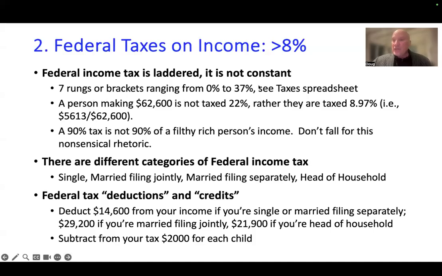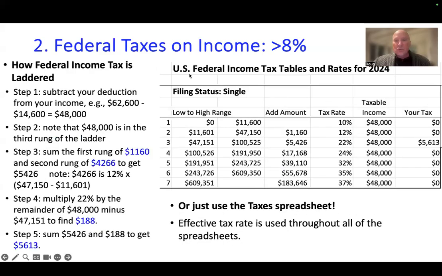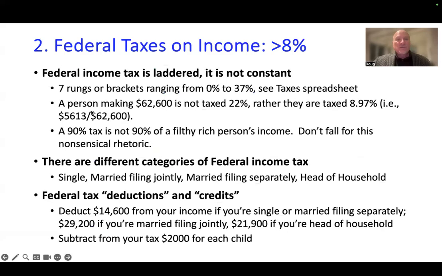To understand the federal tax system, let's have a look at what laddering means. There's 7 rungs on the ladder, or brackets, I should say, that range from 0 to 37%. And you can see this in the taxes spreadsheet. I'm actually going to jump ahead one slide right here so that you can see this. If you look in the spreadsheet, you'll see this bracketing. And here are the 7 rungs on the ladder, and there's a range of incomes and a range of tax rates that go along with that. So let's imagine somebody making 62,600.